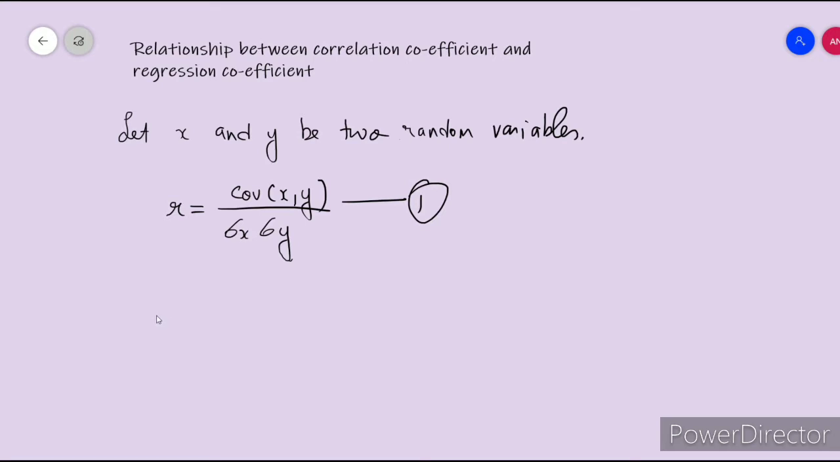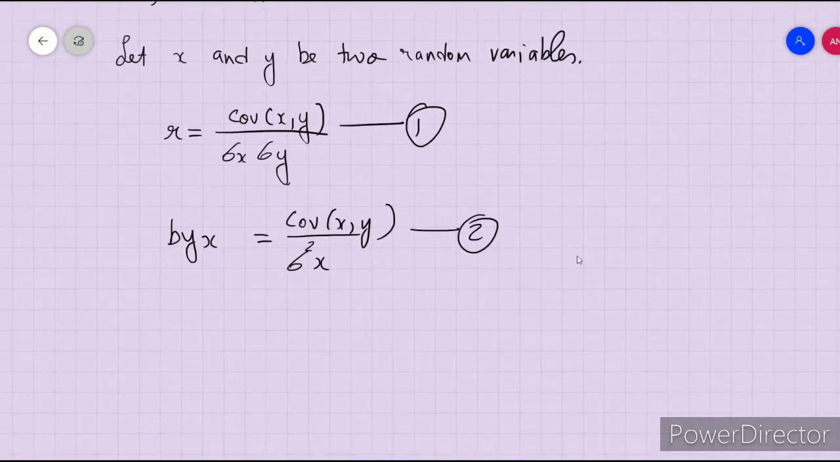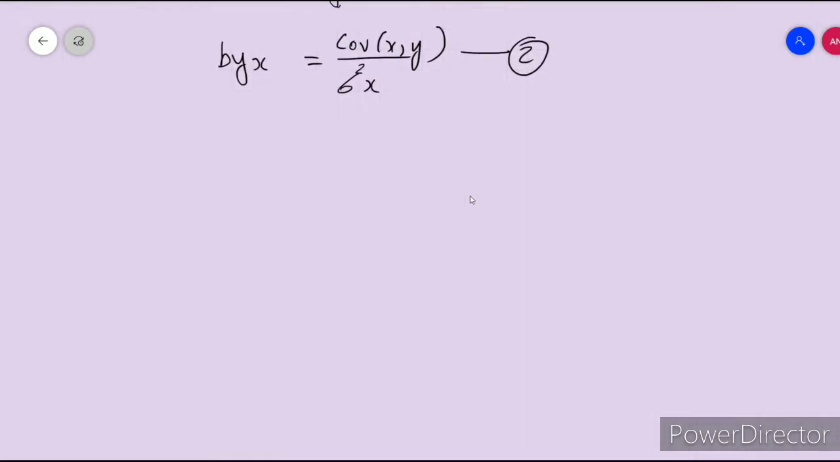Now the regression coefficient of y on x is given as the covariance of x and y divided by the variance of x. Let us call this equation 2. So we'll use these two formulas to derive the relationship between the correlation coefficient and the regression coefficient.